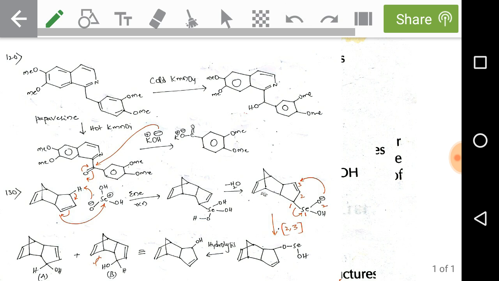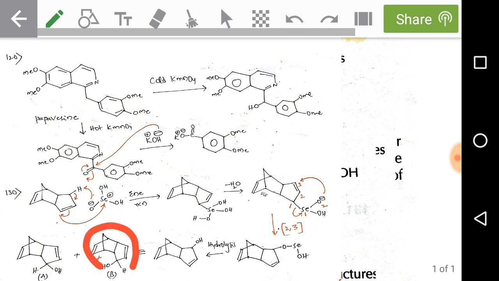So selenium dioxide, just follow the arrows. Ene type of reaction takes place followed by 2,3 sigmatropic rearrangement, you can observe. Okay, just follow the arrows here, and after hydrolysis we can get allylic alcohol, and we can just rearrange this.